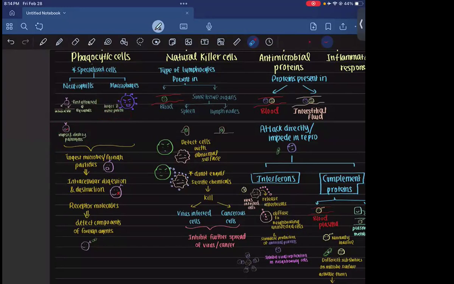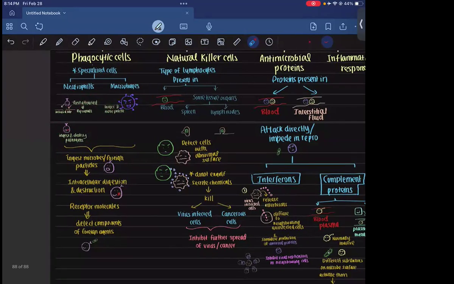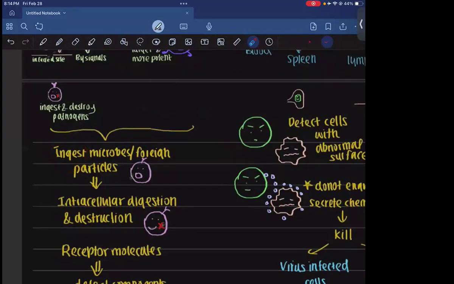Okay. So how is this process of phagocytosis going to occur in neutrophils as well as in macrophages? First of all, the microbes will be ingested. What will happen? The microbes will be ingested. And then what will happen? Microbes or foreign particles, whatever, they will be ingested.